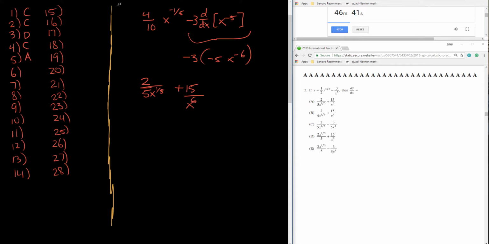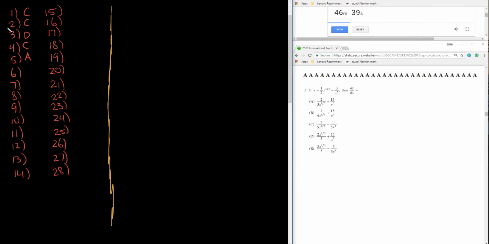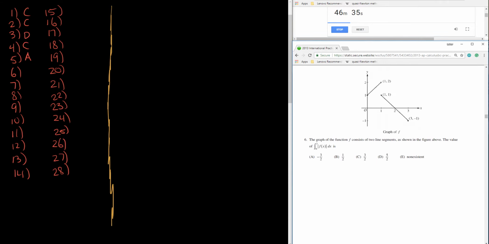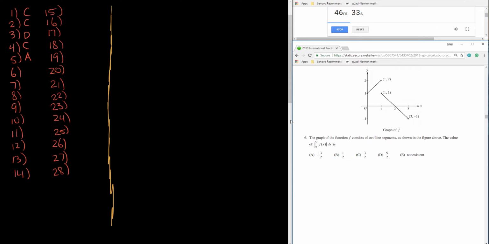All right, we got a lot of reds and oranges going on here. Let's switch it up with our color scheme. The graph of the function f consists of two line segments as shown in the figure above. The value of the integral from 0 to 3 of the absolute value of f(x) dx is what?